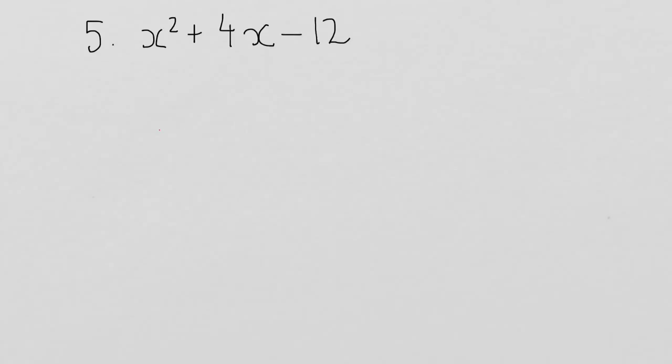Question 5 is about sketching a quadratic function. Our first step, A, we're asked to verify the graph meets the axis at 2 points. Before we do that, we need to put down our values of A, B and C. So A equals 1, B equals 4, and C equals negative 12.